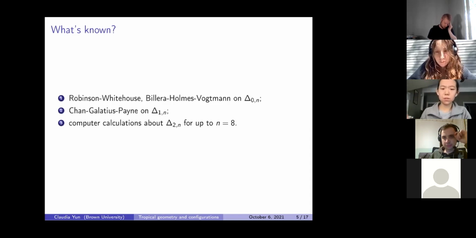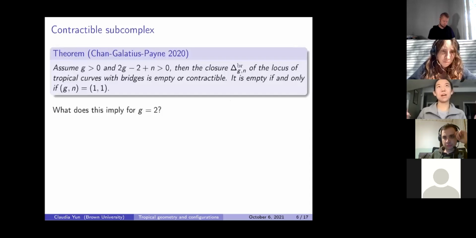And through my earlier project, we kept observing something that relates delta 2,n with configuration spaces.